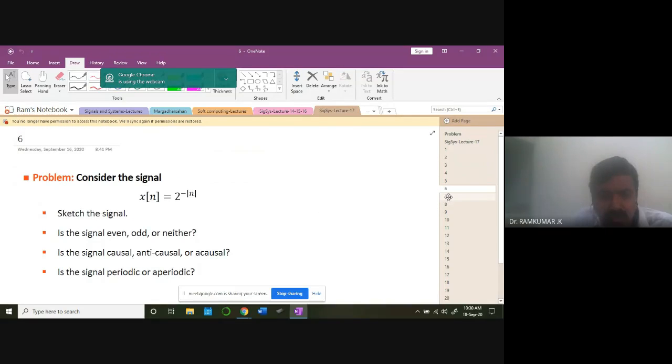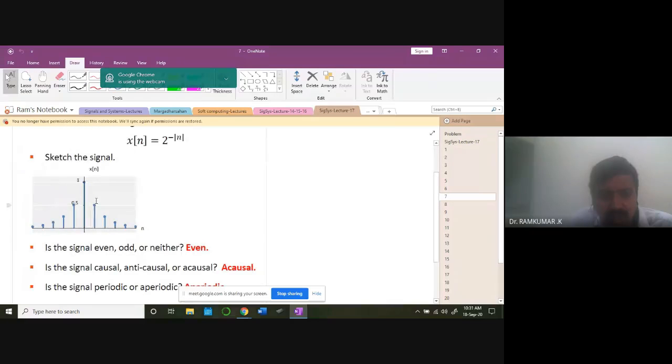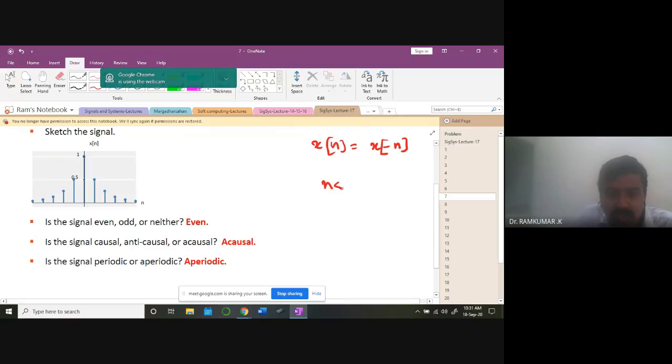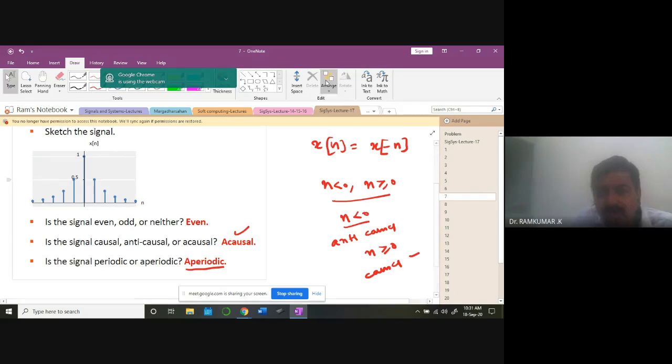You can check whether this signal is odd or even. It's an even signal: x of n is equal to x of minus n. Is the signal causal, anti-causal or a-causal? It's a-causal, because you have signal for both n less than 0 and n greater than or equal to 0. If you have signal only for n less than 0, it is an anti-causal signal. If you have signal only for n greater than or equal to 0, it's called a causal signal. Remember that. Whether it's periodic or aperiodic, it's aperiodic, since the signal is not repeating anywhere.